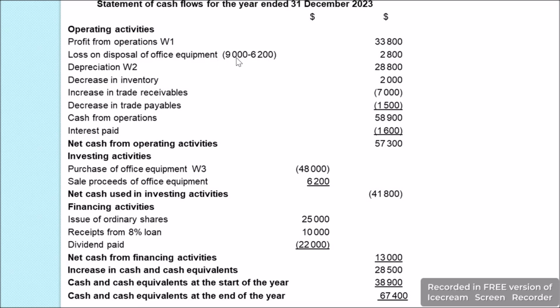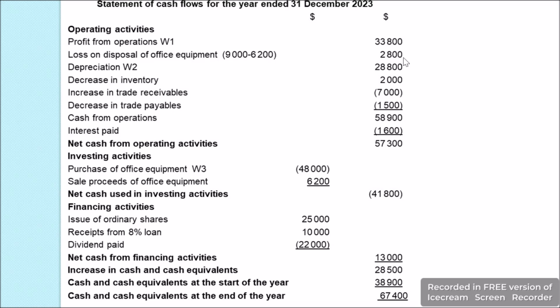You see, in our second working notes we have seen the carrying value of the office equipment was $9,000 and we sold it for $6,200. That means the loss, which is the carrying value minus the selling value, was $2,800, and this loss indicates that we have under depreciated our office equipment. So when we calculate the operating profit in the statement of profit or loss, we subtract this as an expense. However, this do not lead to any inflow or outflow of cash.